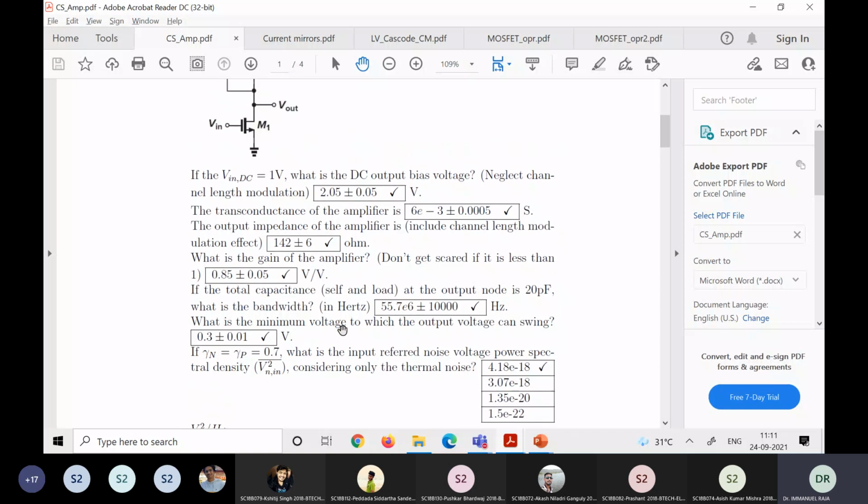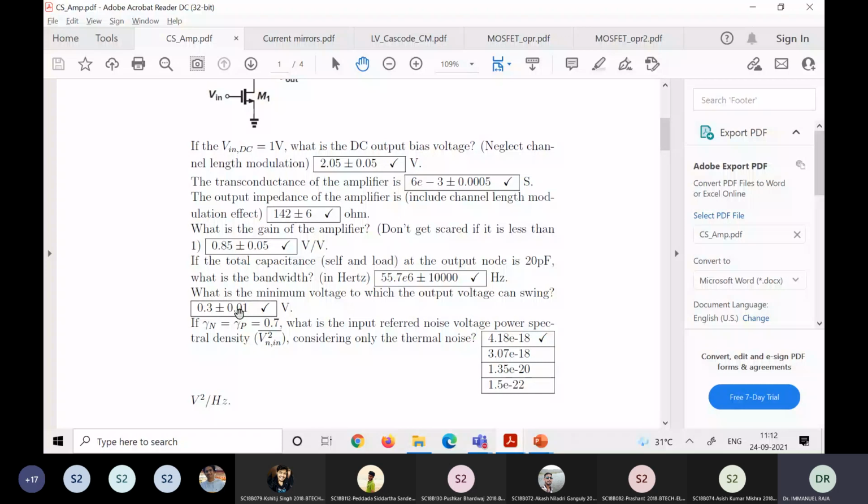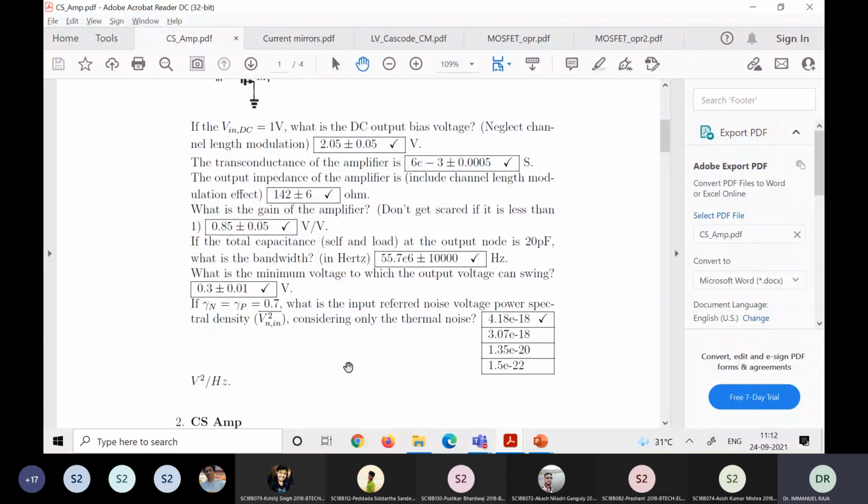And what is the minimum voltage to which the output voltage can swing? Obviously, M1 has to be in saturation. This we saw in class. So it can go down to the VDsat of M1, which is basically VGS minus VTH, right? VGS is 1 volt, VTH is 0.7, it's 0.3. So even for this, I gave a little bit of margin in case somebody calculated differently. Input referred noise, we know the, and for this to make it easier, I even gave the multiple choice question, right? So that even if you get somewhere close to this, you can directly take the right answer.